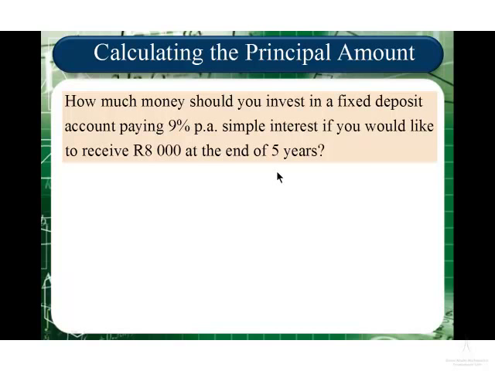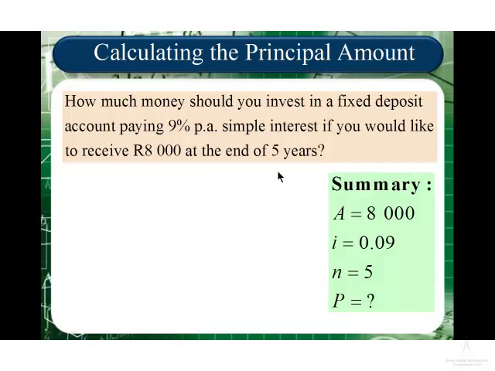So we need to manipulate the formula that we have in order to actually calculate how much money I should invest to start out with to achieve this particular accrued value after 5 years. So the summary then, we have the accrued amount 8,000, i in our case again in decimal form 0.09, and n is 5. The unknown in this case is not A but P. So we start out by considering our growth formula for simple interest, and we rearrange to make P, the principal amount, the subject of the formula.